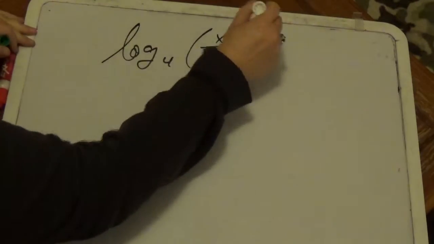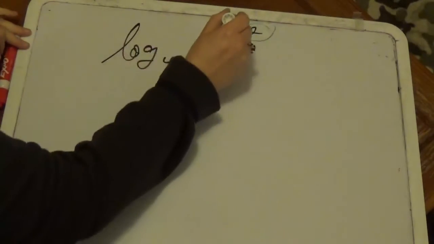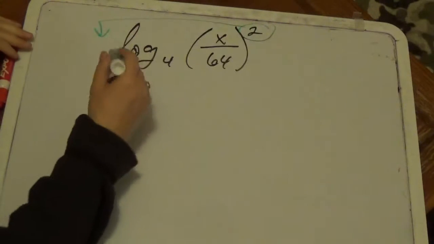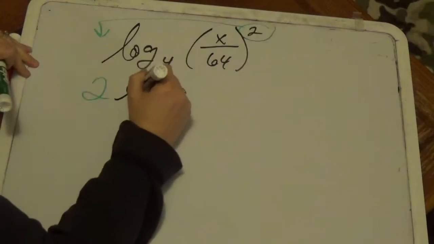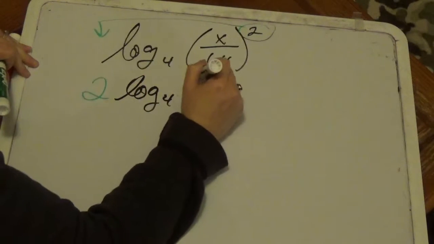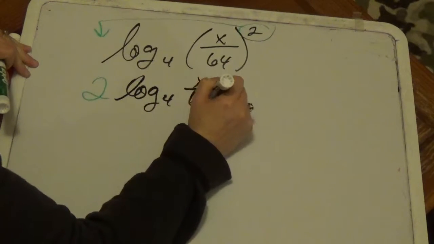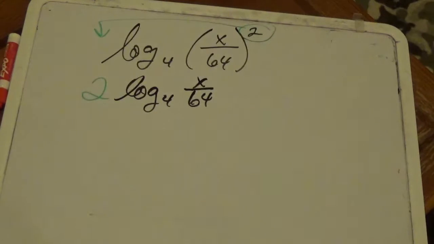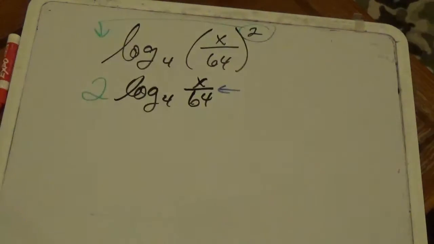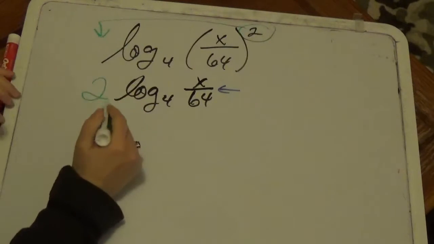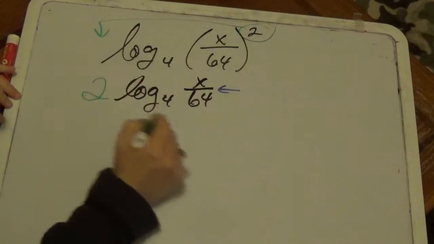So since this exponent of 2 is on this entire thing, it comes out to the very front. So now we have 2 times log base 4 of x over 64. Now we need to take care of this division and make that a minus. But remember, this 2 is being multiplied by the whole thing.